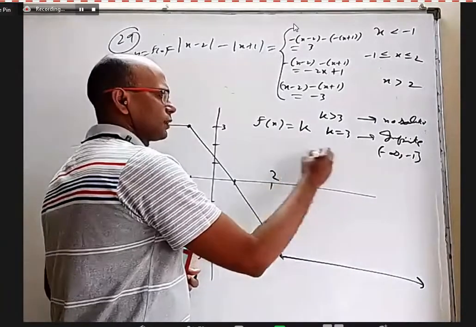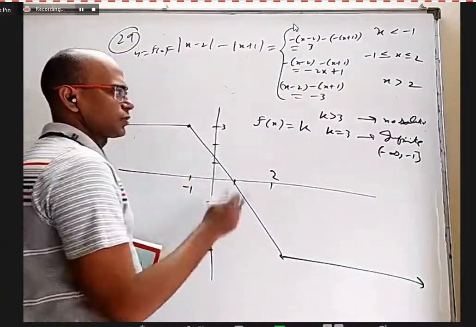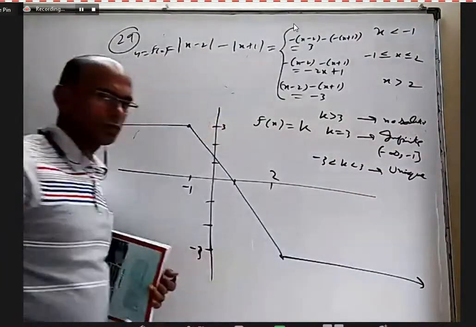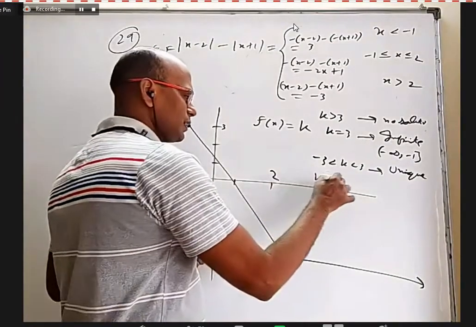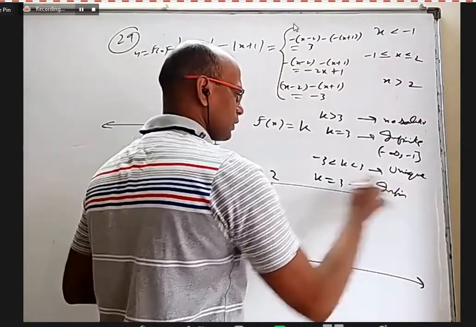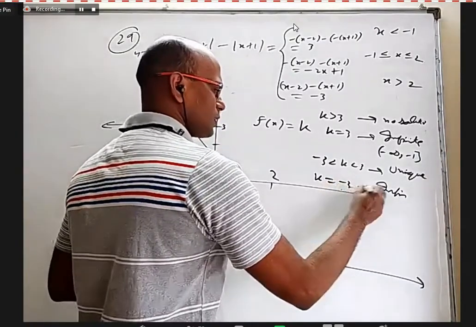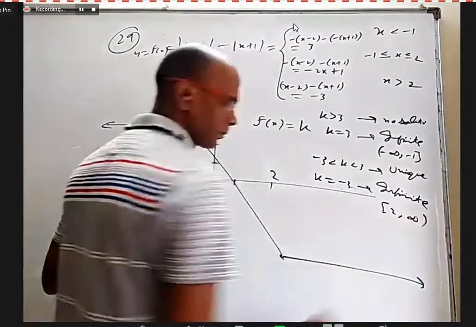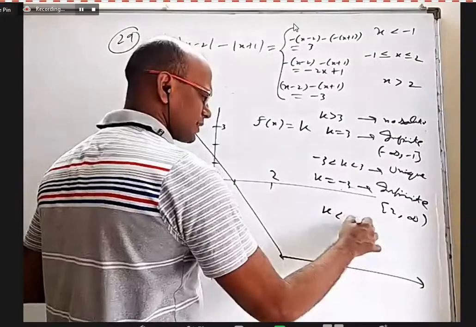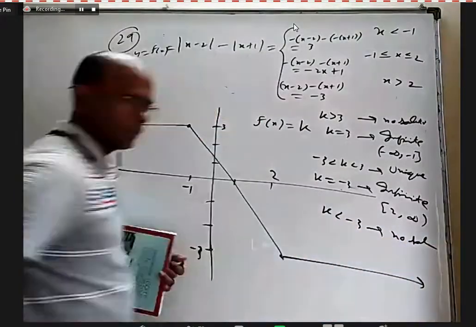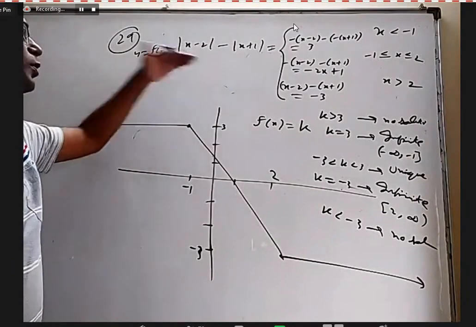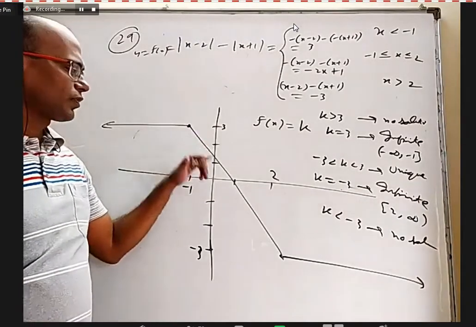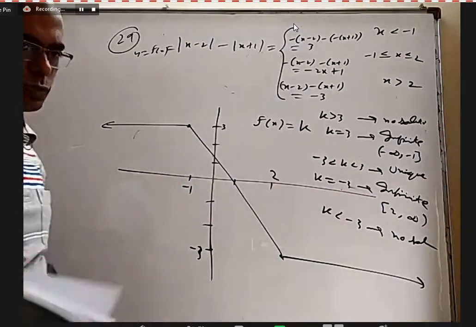And if you give any number between minus 3 to 3, minus 3 less than k less than 3, you will have a unique solution. Only one solution. If k is exactly 3, again it is infinite solutions. And if it is minus 3, again infinite solutions. And what are those solutions? Closed interval 2 to infinity. If you want some number less than minus 3, no solution. So if somebody asks this expression equal to 100, not possible. If somebody asks this expression equal to minus 2 or 1 or 2.5, any y value between minus 3 to 3, there will be a unique solution.